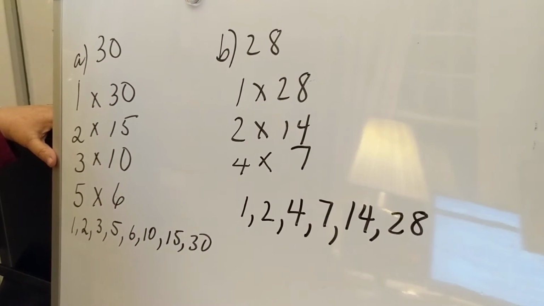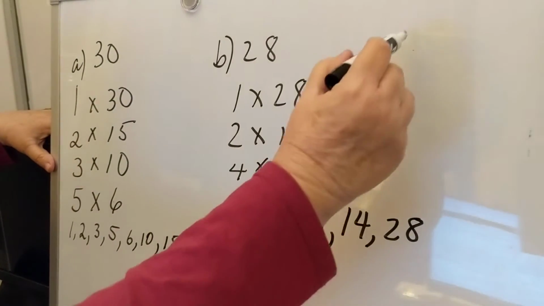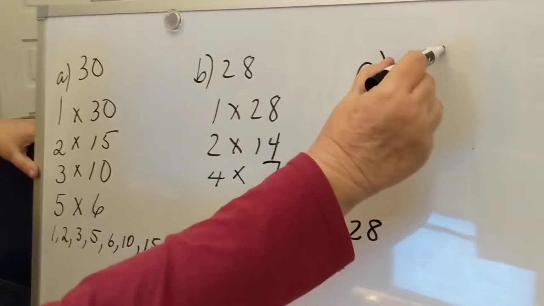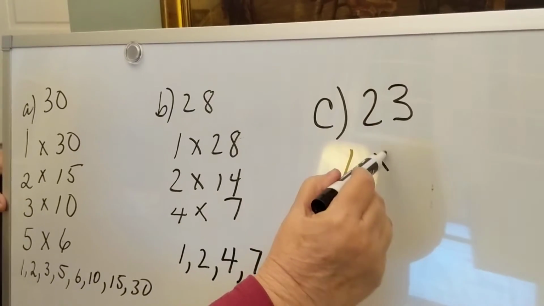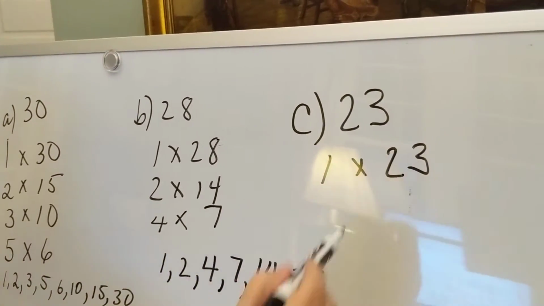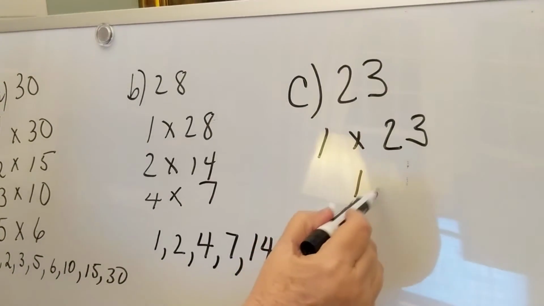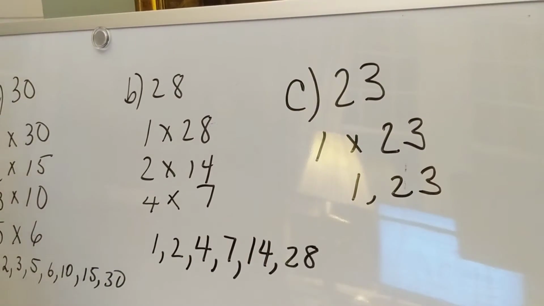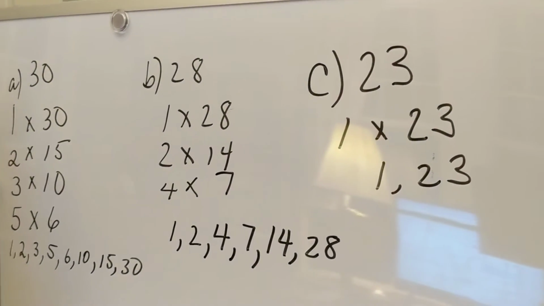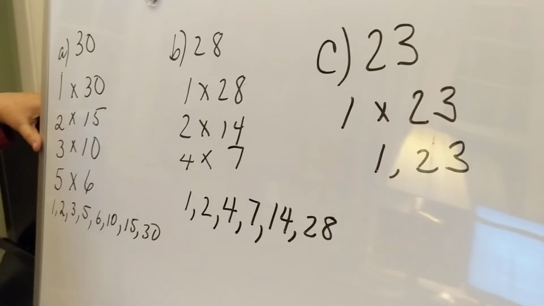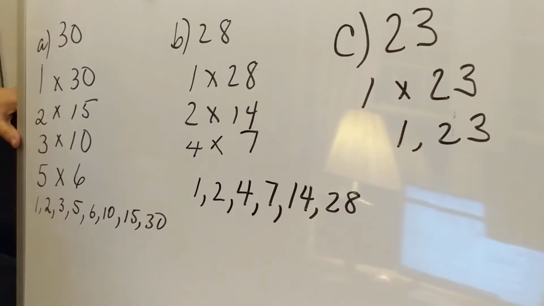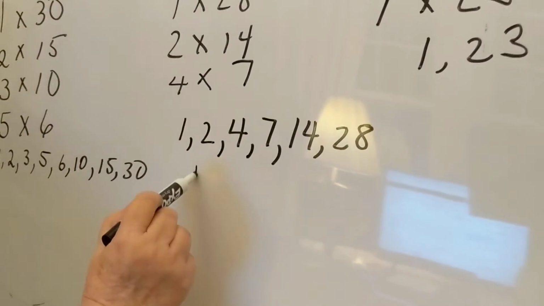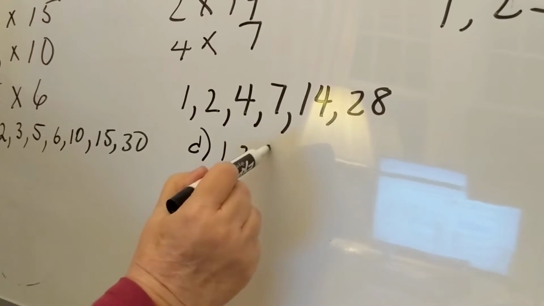All right, C. If you have 23 in your class, you can either have one row of 23 or 23 rows of 1. So these are your only choices, 1 row or 23 rows. That's a prime number. All right, and D, 120. Might use up a lot of room here.